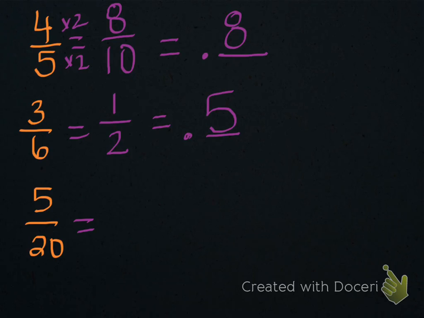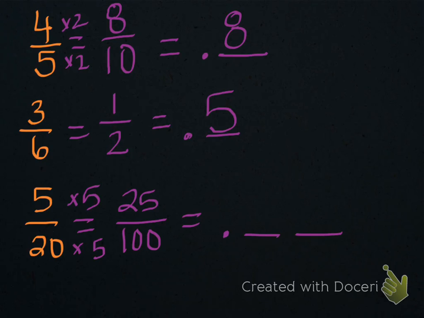Let's see here. I cannot divide this and get this down to 10 because I can't do it to the 5. So I'm going to multiply and get it up to hundredths. 20 times what will get me to 100? 20, 40, 60, 80, 100, 5. All right, and so what's in the numerator? 25. 25 hundredths looks like point what? 0.25.